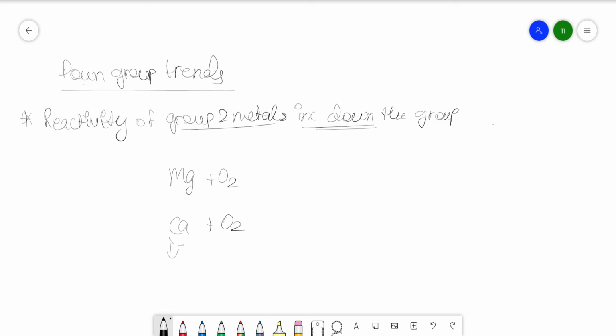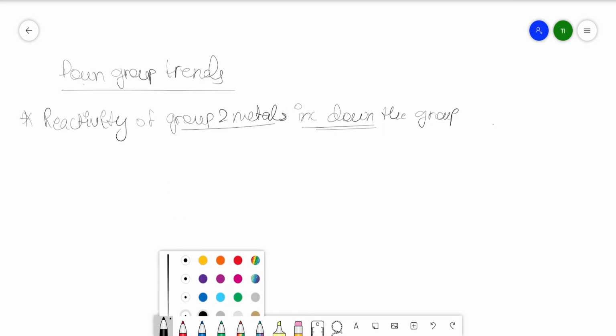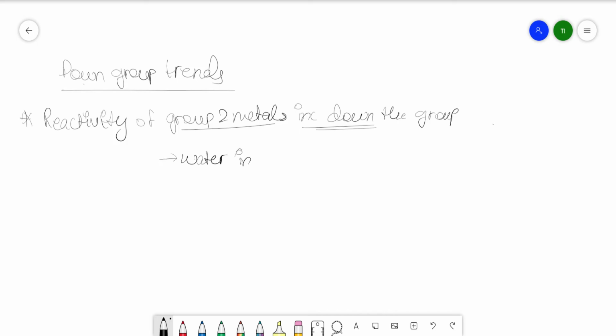And therefore, the reaction is much faster. It requires less energy for this reaction to take place, whereas for magnesium, it just takes more energy. So that's the main reason why group 2 metals have increasing reactivity down the group. And the same goes for the reason why the reactivity of group 2 metals with water increases down the group. So that is an example of reaction.